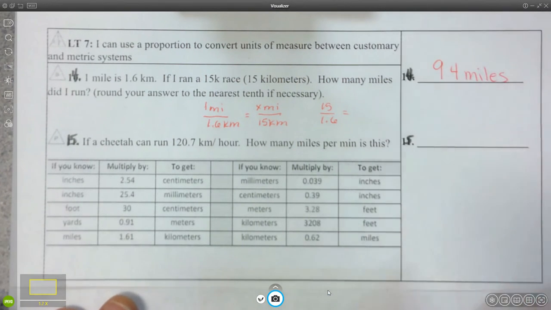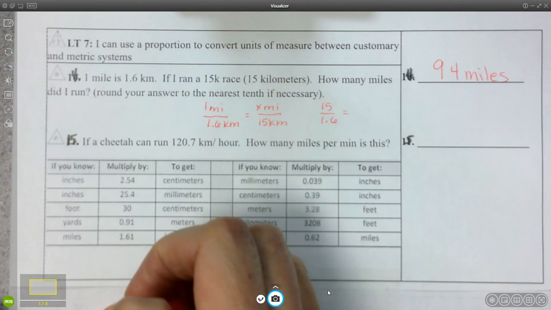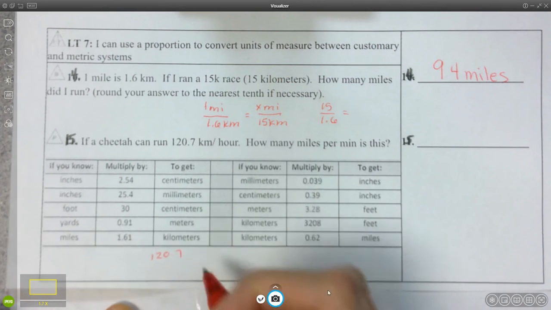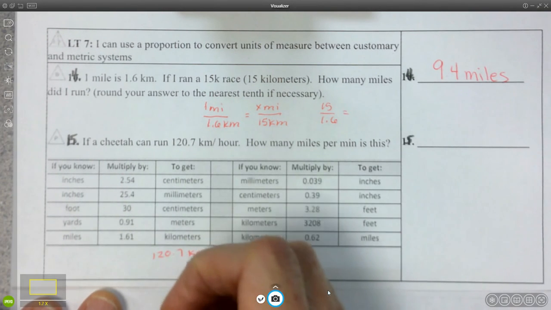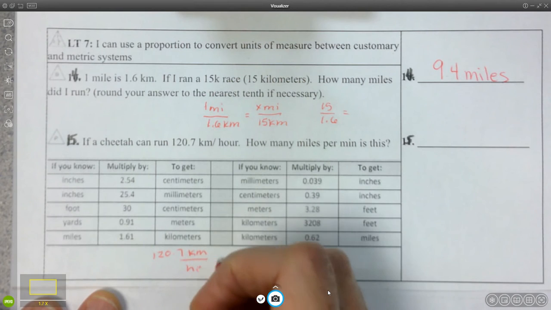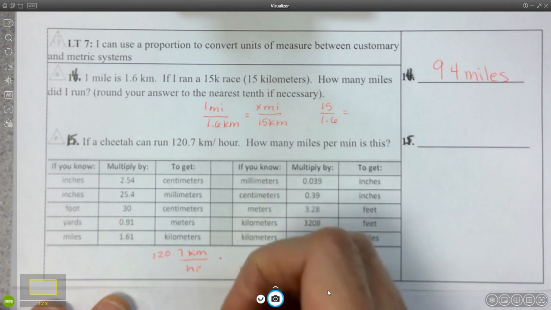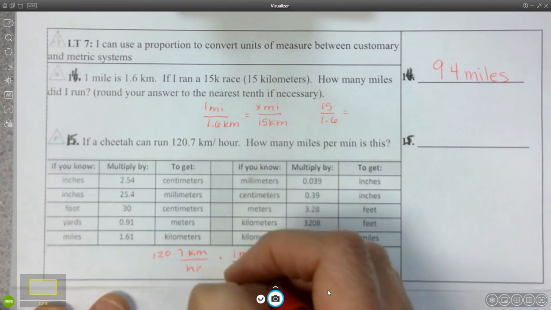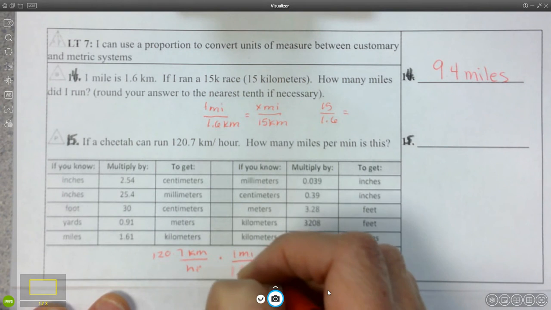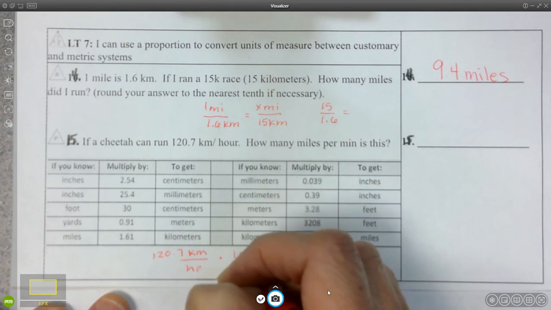And this last one, we have 2 steps we're going to do. So we're going to have 120.7 kilometers happening in an hour. And we're going to have to multiply that by 1 mile is equivalent to 1.6 kilometers in a mile. Whoops. Sorry, that's on some tape there. 1.6 kilometers in a mile.